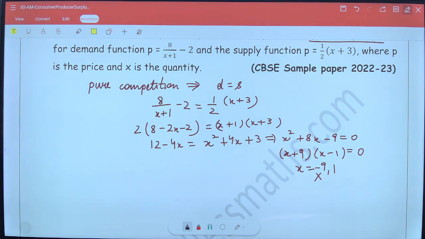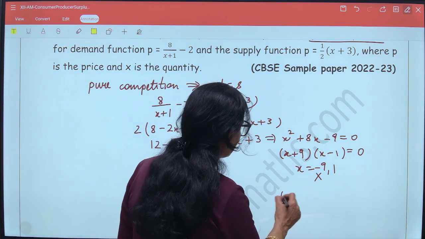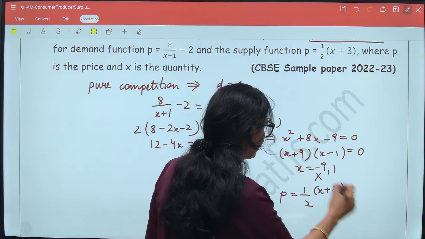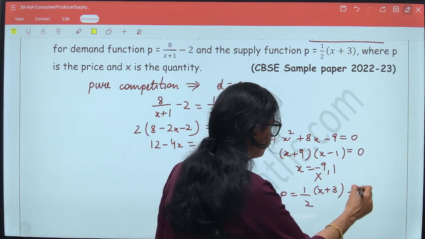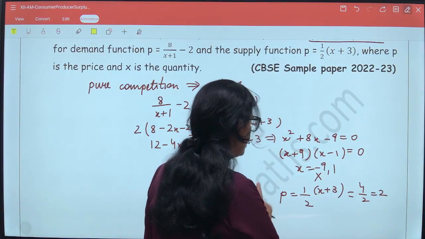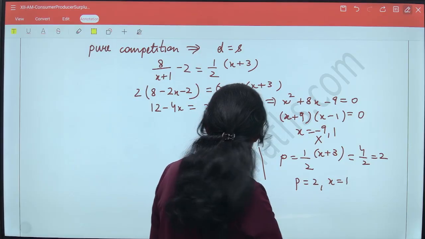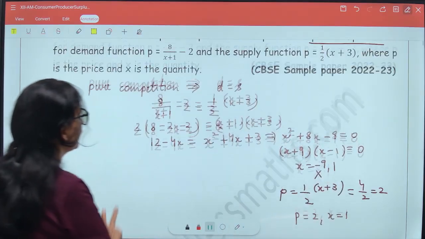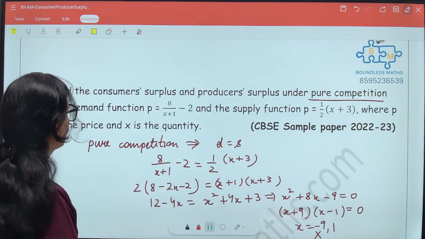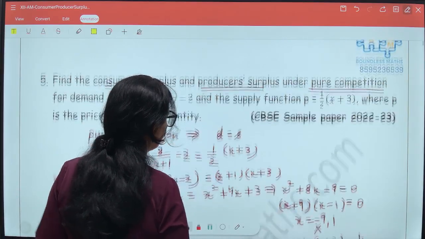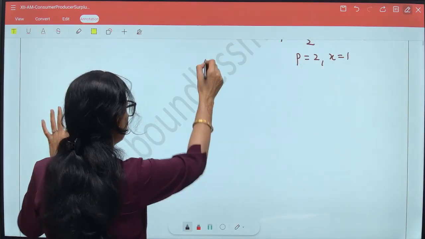Now we can put this value of x as 1 in either of the demand and the supply functions and get the equilibrium price. So the price is given by half of x plus 3. I have used the supply function here. X is 1, so it becomes 1 plus 3, 4, 4 by 2. That means the price is 2. So we now have the equilibrium price as 2 and equilibrium quantity as 1. Now what do we need to find out? The consumer surplus and the producer surplus. So we need to find both of them. Let's write the formula for both of them and find them.